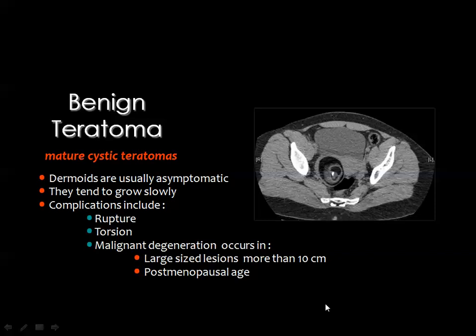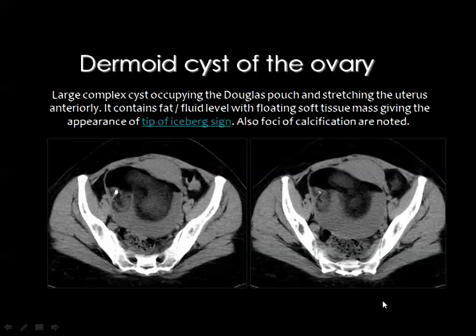And this is an ovarian dermoid cyst, which is seen on the right side, containing the calcium component and the fat component. Most of the dermoid cysts are asymptomatic and they tend to grow slowly, but they may rupture, they may lead to ovarian torsion, they may undergo malignant degeneration sometimes.